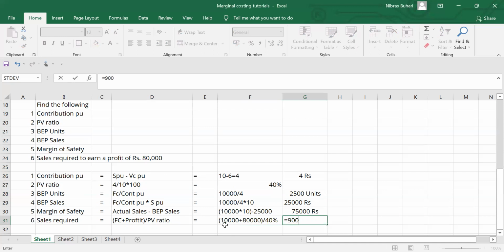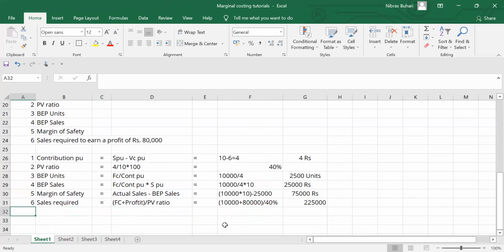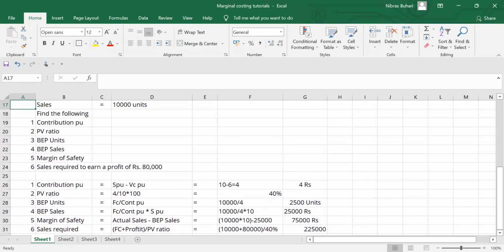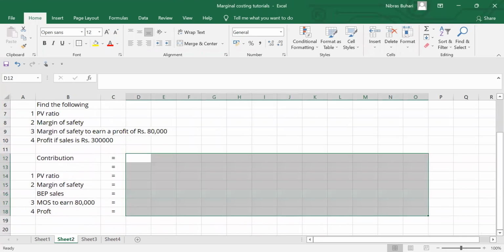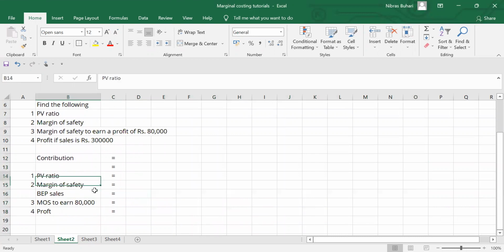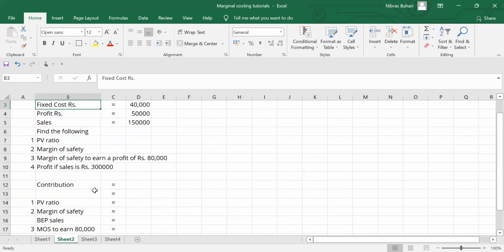90,000 divided by 40% is 2,25,000. So this means all the six have been found in example one. I'll move to example two. In example two, I have asked you more or less the same questions.